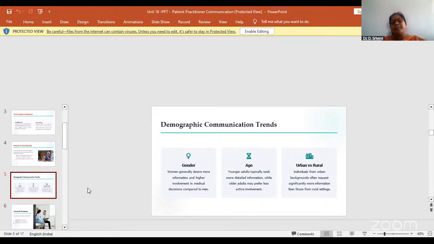So here, we have now discussed demographic communication trends related to gender, age, and urban and rural settings. When the practitioner correctly judges and provides the preferred level of participation, patients show better adjustment and satisfaction. Conversely, a mismatch, such as a doctor refusing to share authority with a patient who wants to be active, results in increased patient stress during procedures and a high likelihood that the patient will ignore medical advice or switch doctors entirely.